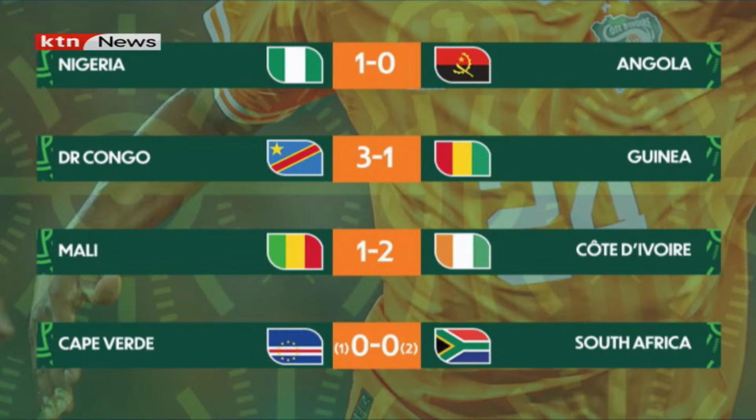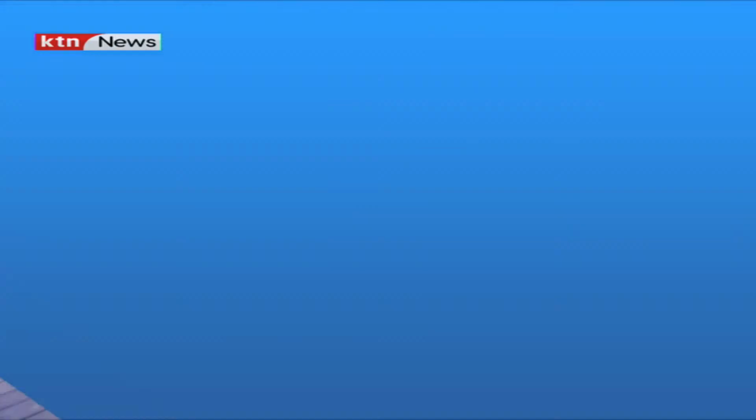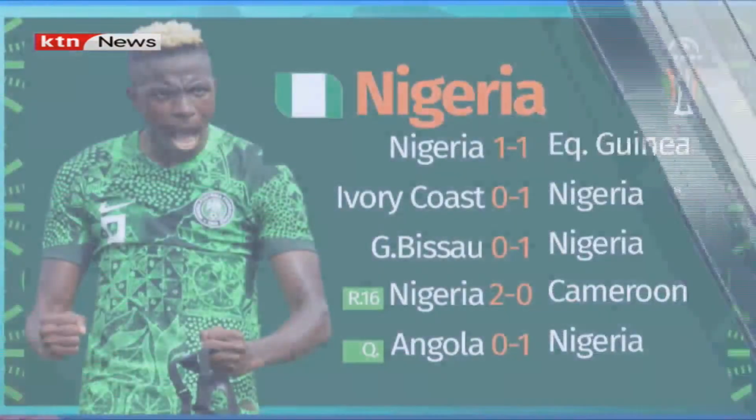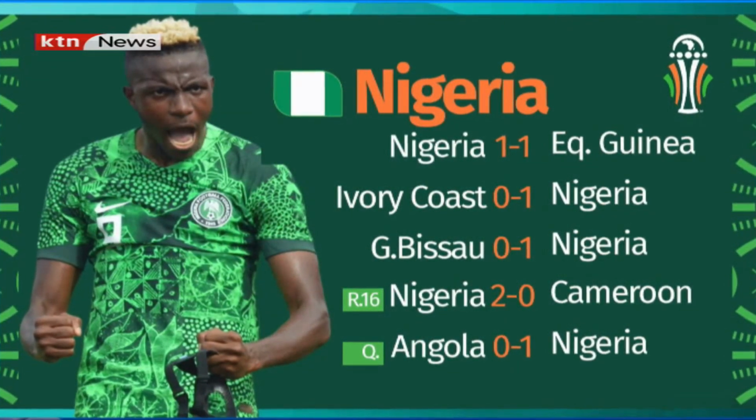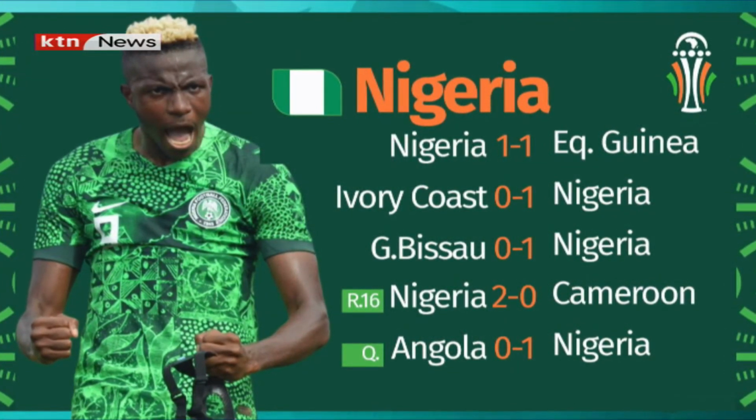We'll be taking a look at the team that the best 11 from the quarterfinals. So how did Nigeria get into the semi-final? I want us to run through this quickly. Nigeria, remember the first match was against Equatorial Guinea. They settled for a 1-1 draw.